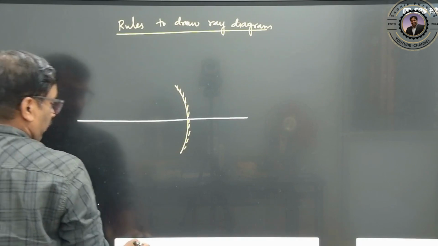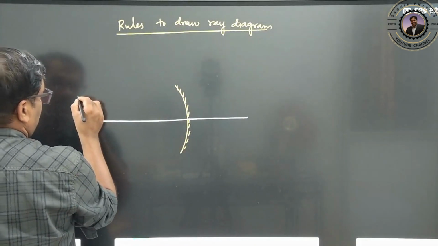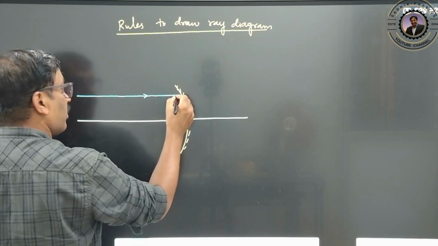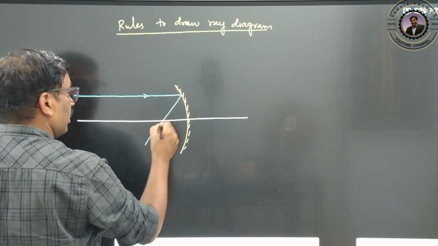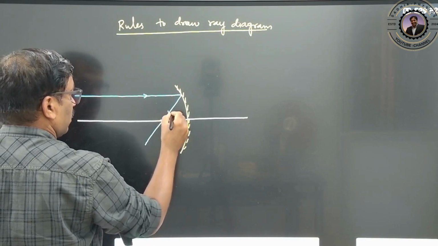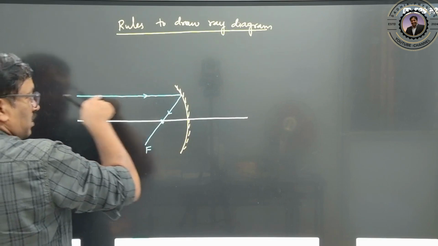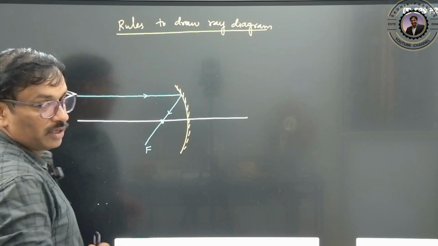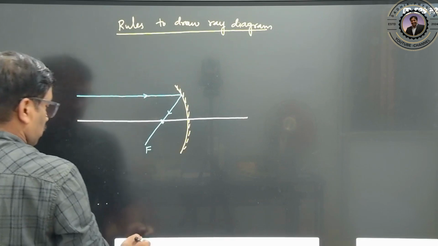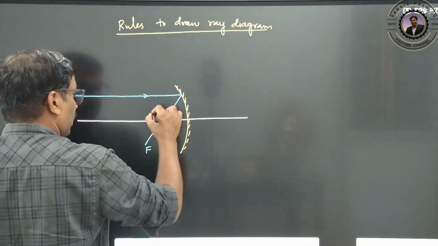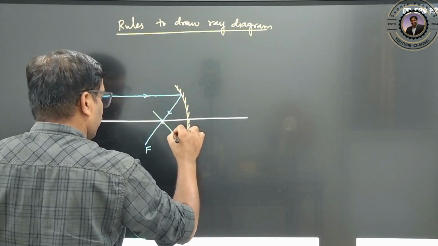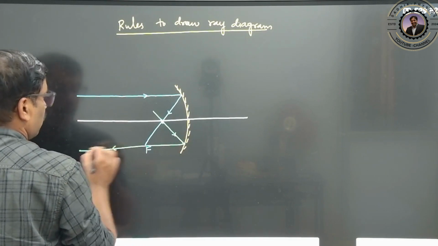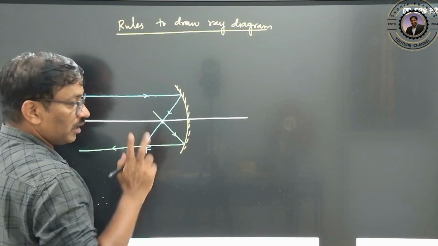If any light ray is traveling parallel to the principal axis, after reflection it definitely goes to the principal focus. This is one rule. The reverse of this you can also take: if any light ray passes through the principal focus, after reflection it goes parallel to the principal axis. Clear? This is the second one.